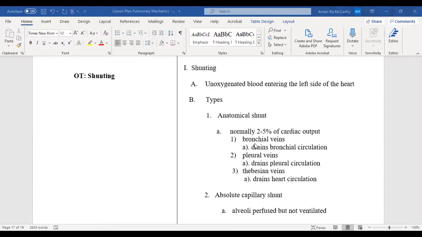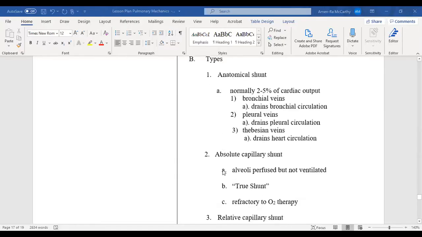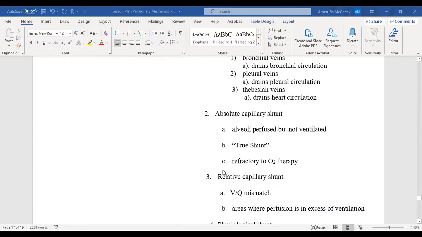You just can't help it. Some of that deoxygenated blood just leaks into the circulation. It just, by default, that's what happens. That's an anatomical shunt. Now, remember that the anatomical shunt makes up about 2 to 5% of the total cardiac output. Okay, we said cardiac output should be 5 liters per minute, but 2 to 5% of that blood is anatomically shunted blood.